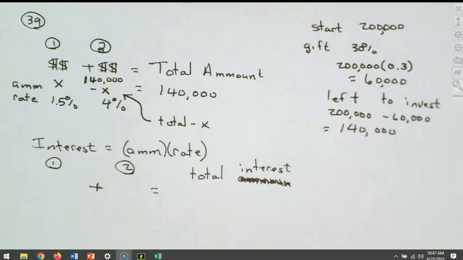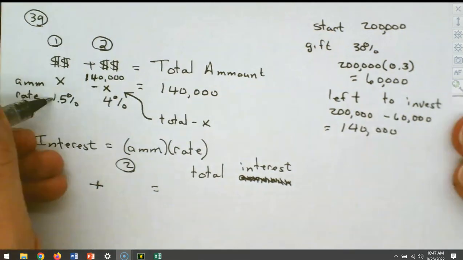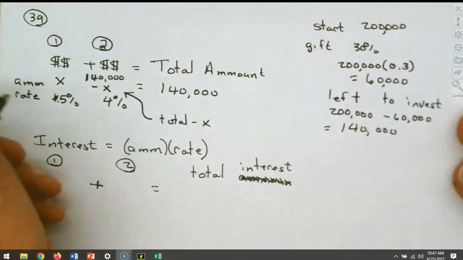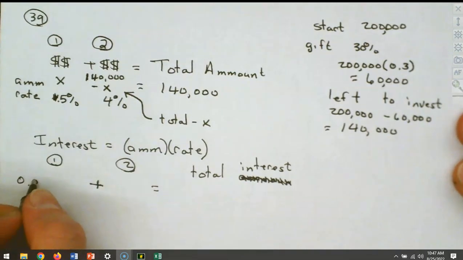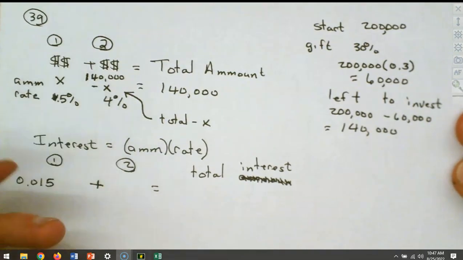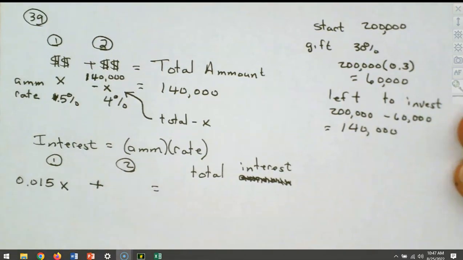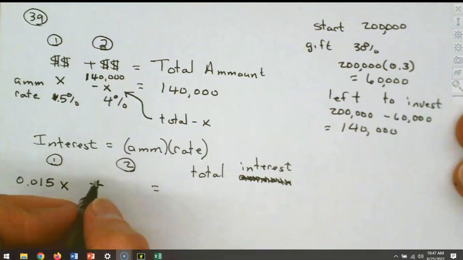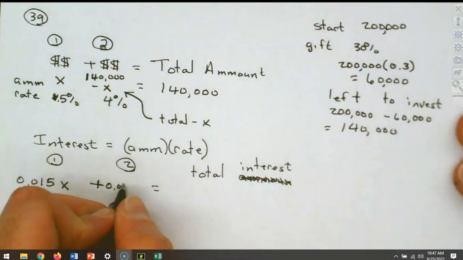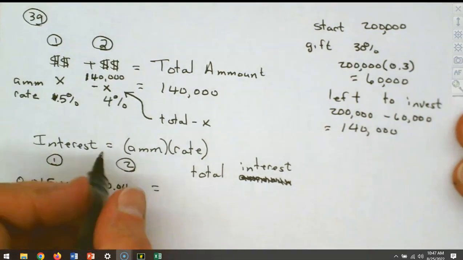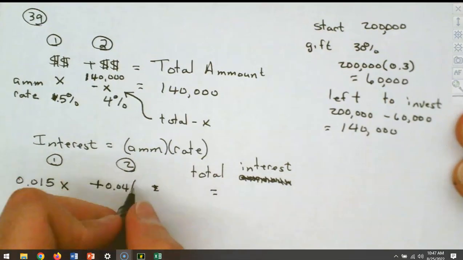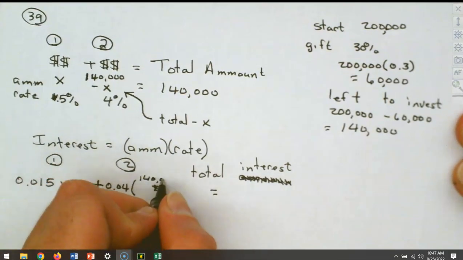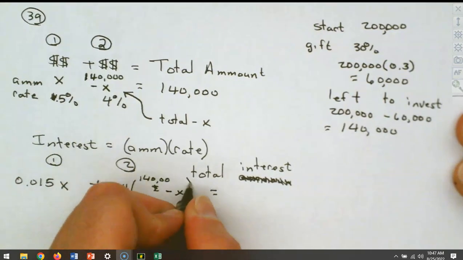So when I look at my first one, we multiply. Watch your decimals here. So 1.5%, well, that's going to be 0.015, and we have to multiply that by the X there. The next one is going to be 0.04. Let me move this over here, and we've got to multiply that by 140,000 minus X. So there's that.